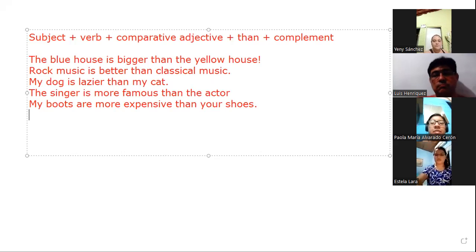¿Sí? Teacher, ella menciona en el chat que no puede hablar. Ah, pobrecita. Ok, lo siento. ¿Qué tiene? ¿Está enfermita? Oh. Ok, lo siento.